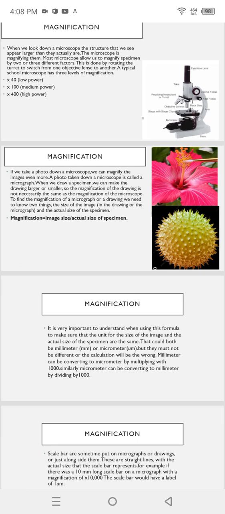If you use the millimeter, then both quantities must be in millimeters, and if you use the micrometer, then both must be in micrometers. They must not be different or the calculation will be wrong. Millimeters can be converted to micrometers by multiplying by 1000, and similarly micrometers can be converted to millimeters by dividing by 1000.